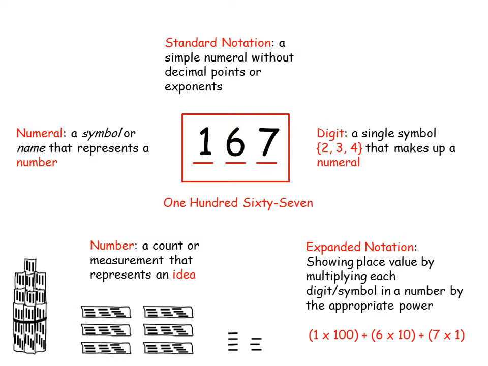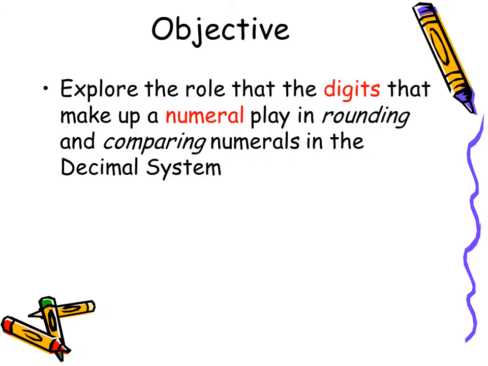So up until this point, these are the key vocabulary words that have defined what we've been doing. Our objective for today is to explore the role that the digits that make up a numeral play in rounding and comparing numerals in the decimal system. Again, we have looked at different number systems and different bases. However, moving forward, we will focus on the base 10 decimal system.